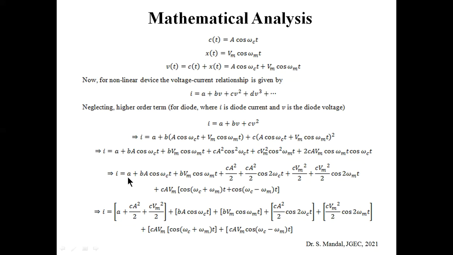And if we observe this current here, there is no cosine term associated with a, like here c A square by 2, c Vm square by 2. So what are these terms? Basically this is nothing but the DC term. So we separate all the DC terms first. So the DC terms are a plus c A square by 2 plus c Vm square by 2. Similarly, bA cos omega ct is nothing but the carrier term. And similarly this b Vm cos omega mt is nothing but the message signal.